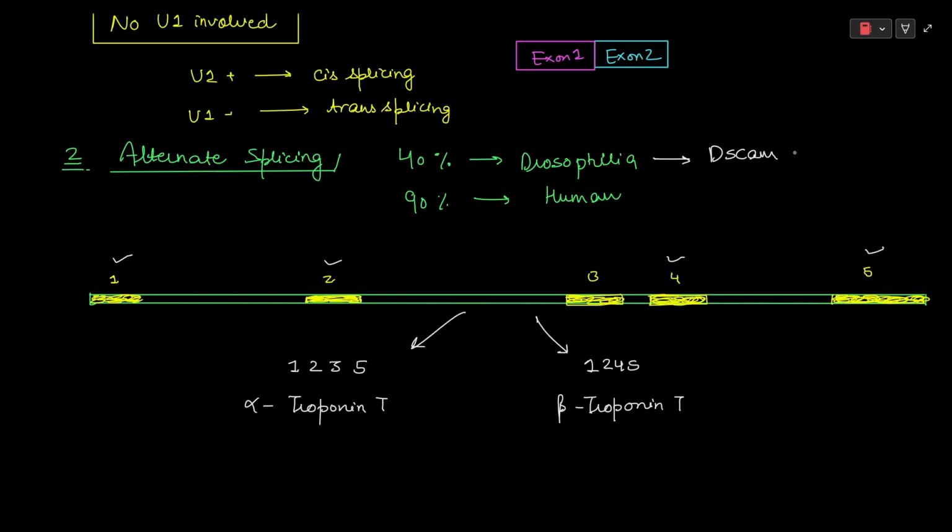It is known as the DSCAM gene. It is present in Drosophila, and this gene is actually quite large, containing a large number of exons, basically. There are a number of different variants that can be produced. However, in the case of humans, I have given you the example that we have used, the troponin T gene, right? So you can use that.